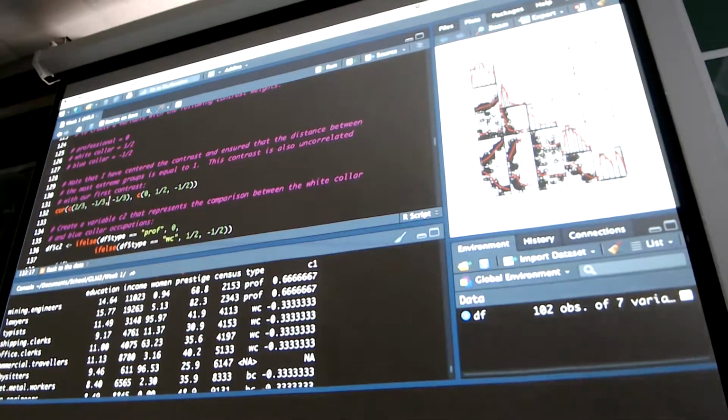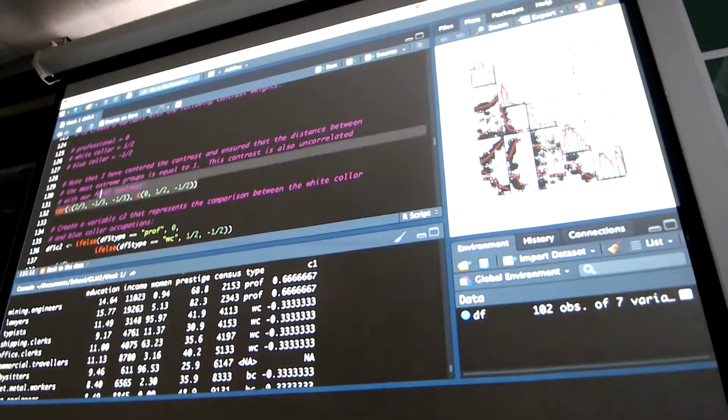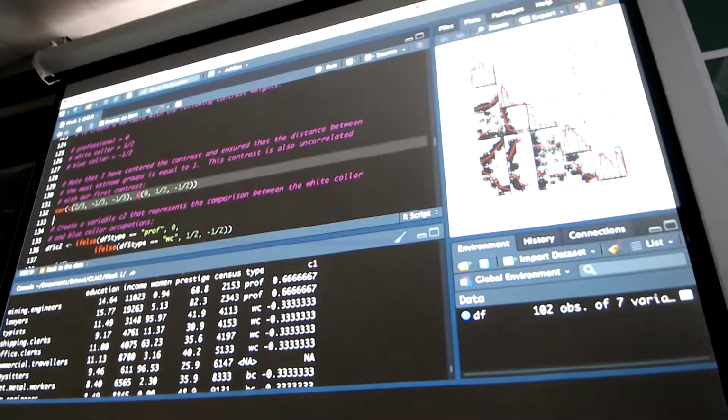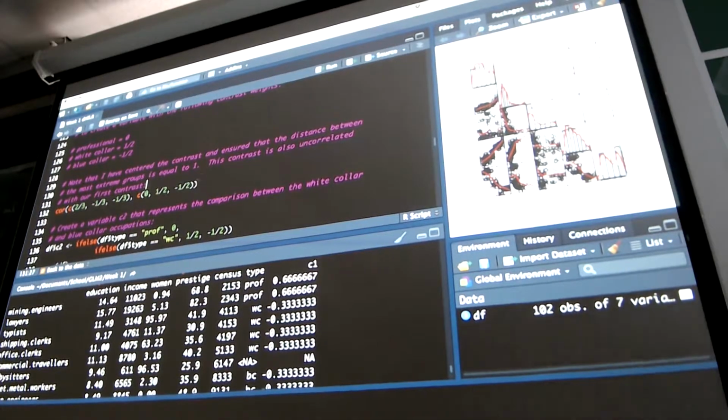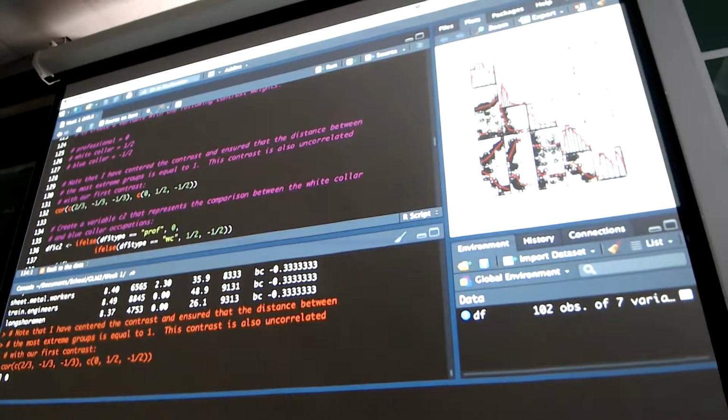And what this is showing you is that if you take these 2 sets of contrasts, so this is our first one, and this is the second one with the 0, and we look at the correlation between those 2, they're uncorrelated, meaning we have an orthogonal contrast here.